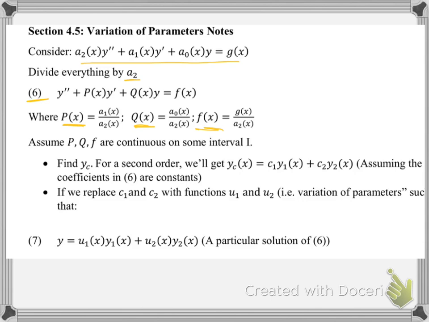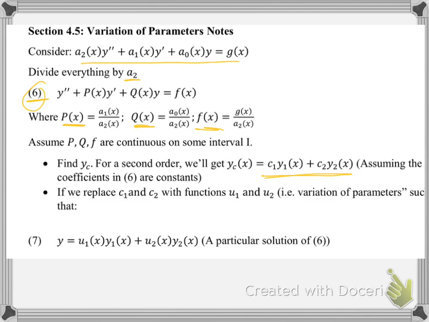So y sub c, we know how to find the complementary function, right? That's the solution to the homogeneous equation. And for second order, it's going to be in the form y sub c equals c1 times y1 of x plus c2 times y2, right? Assuming the coefficients in 6 are constants. So we're assuming that the coefficients in 6 are constant, okay? And I'm using 6 because this is what's in your book, and I just wanted to align it to what's in your book.